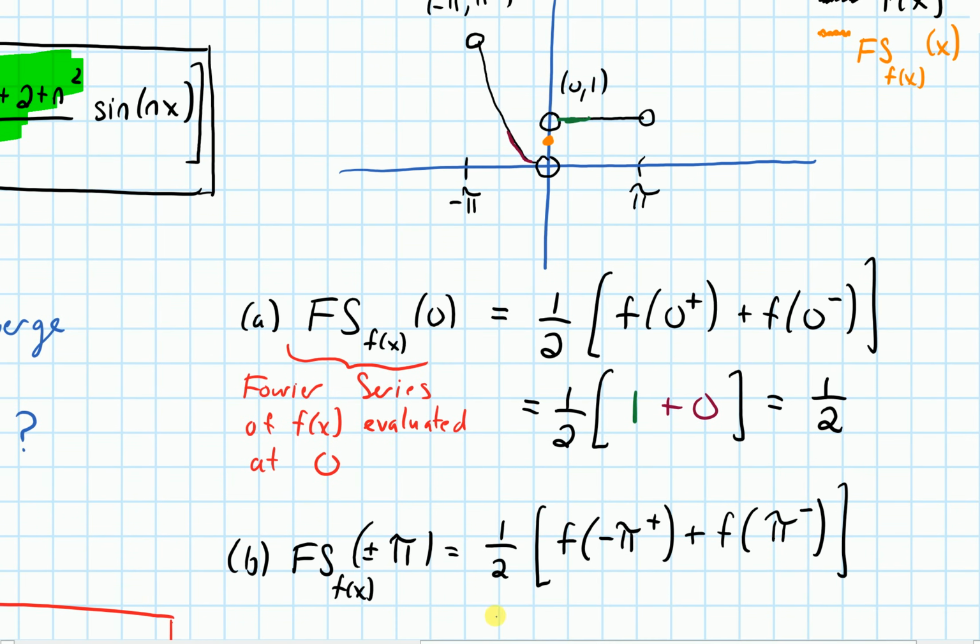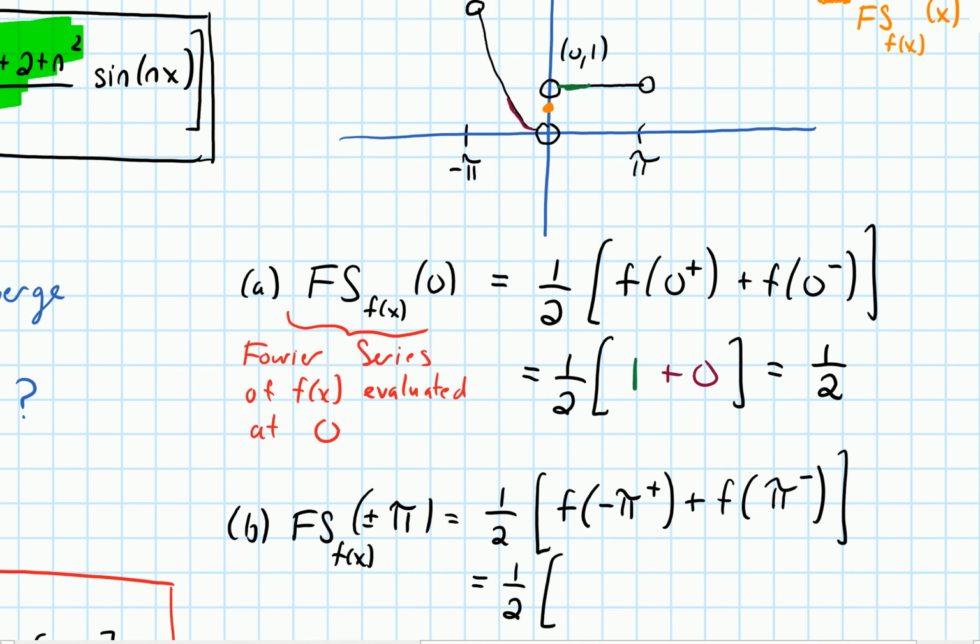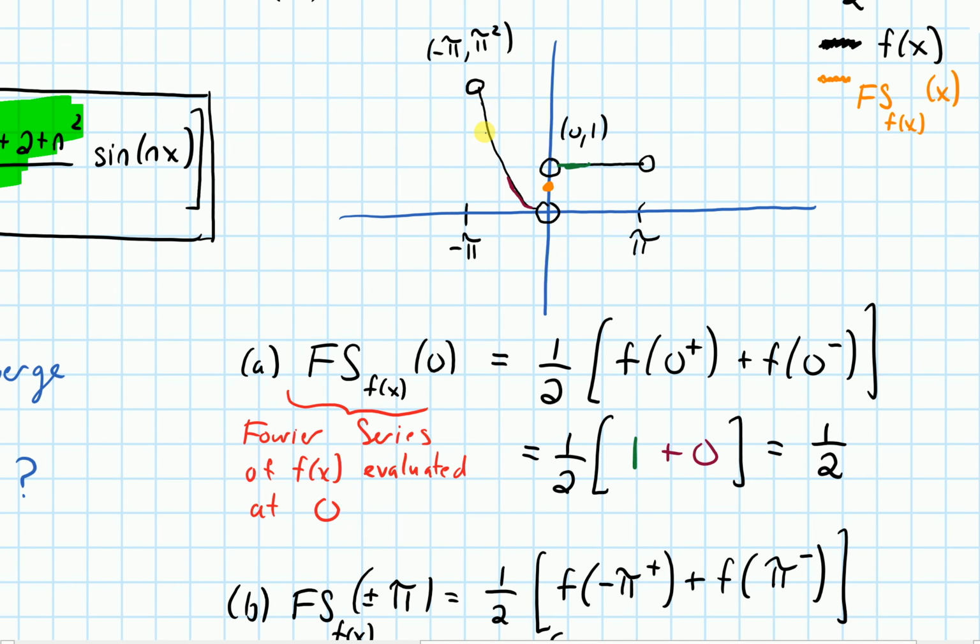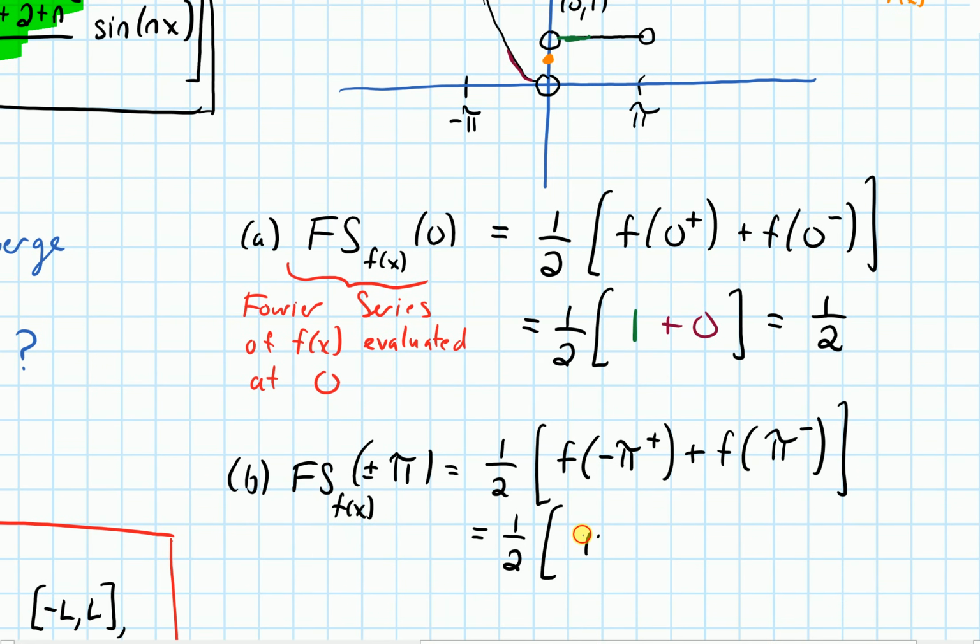So if we evaluate these, we have 1/2. And the limit as you approach negative pi from the right, what was that y value? As x approaches negative pi from the right, that was pi squared. And then as x approaches pi from the left, that's this part of the graph. As you're getting closer and closer to pi, the y value is getting close to 1. So we end up with pi squared plus 1 over 2. All right, so let's box those answers.